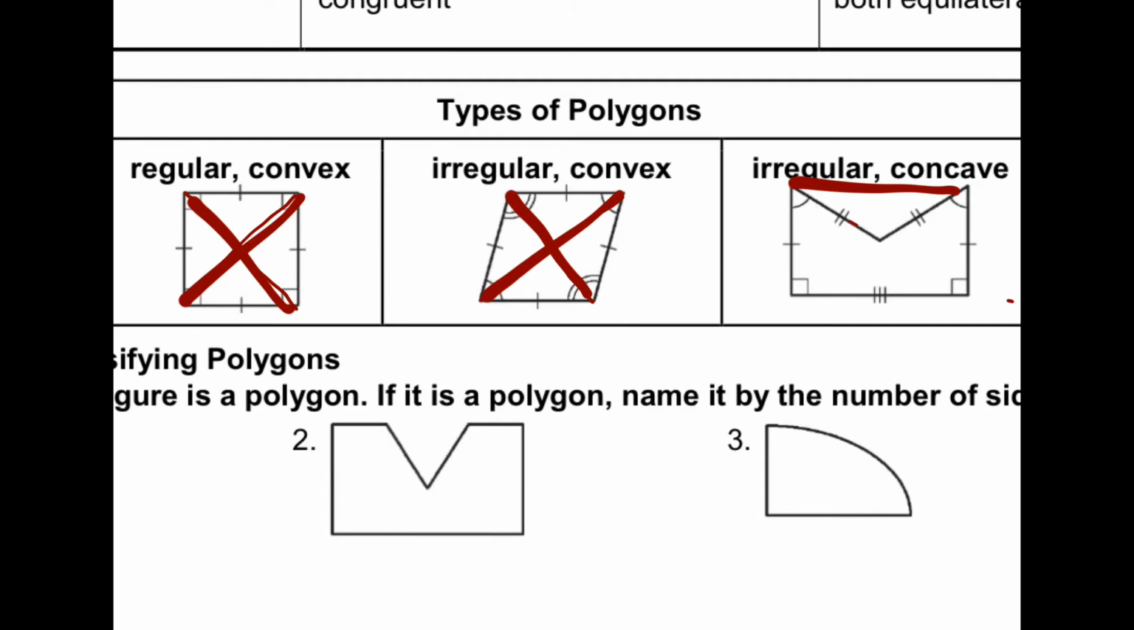Also, we see this one on the right, where the distances are going to be different because we see 1, 2 hash marks and 3 hash marks, as well as the 90-degree angles and these two being the same. Definitely irregular. We only have to spot a single diagonal, which is this red line here, that exists outside of the polygon for this to be considered concave.